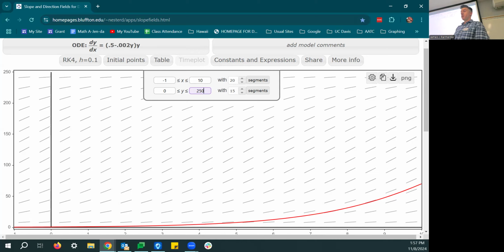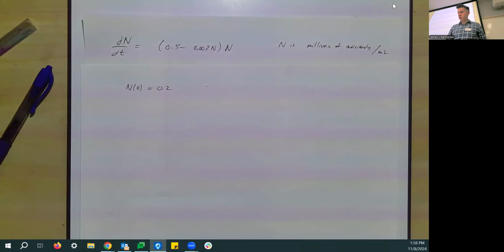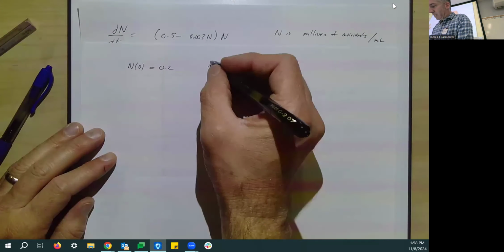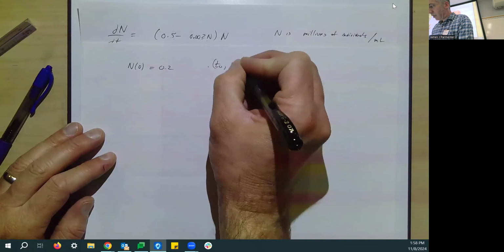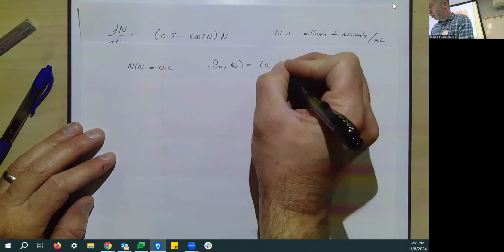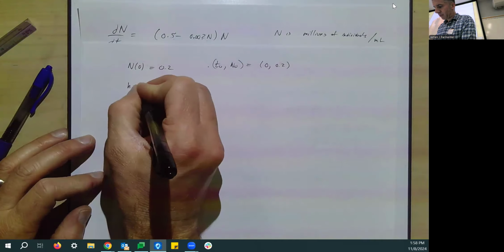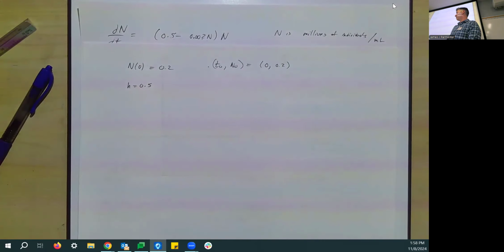So if I'm going to apply Euler's method, I'm going to do the usual thing. I have that my n of 0 equals 0.2, so that my t naught comma n naught is 0 comma 0.2. My step size is 0.5. I'm trying to get to, well, the problem doesn't say actually what I'm trying to get to.